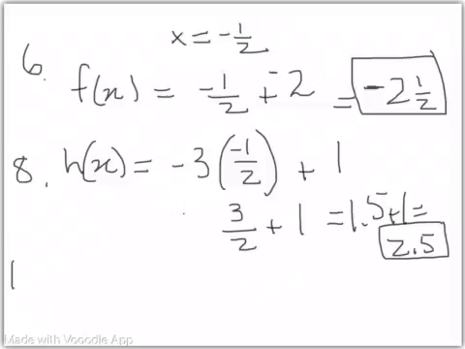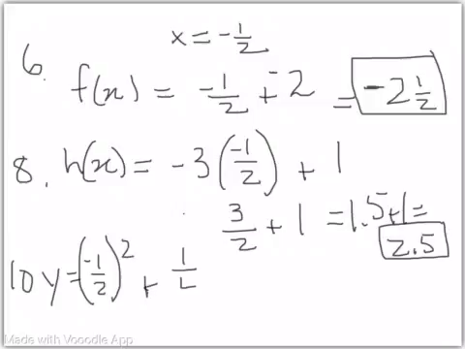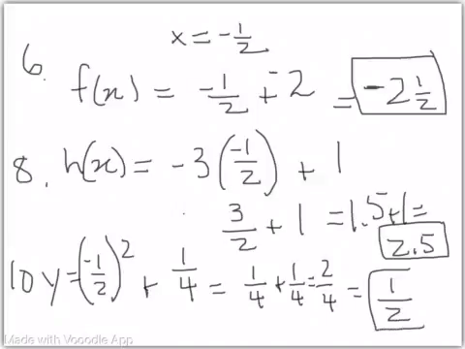Last question is number 10, and it is y is equal to 1/2, and again that's negative 1/2 squared plus 1/4. If I square negative 1/2, I get 1 times 1 is 1, 2 times 2 is 4, negative times a negative is a positive, so I have 1/4 plus 1/4 equals 2/4. My denominator is the same. 2/4 is equal to 1/2. You could have answered 1/2 or 0.5.